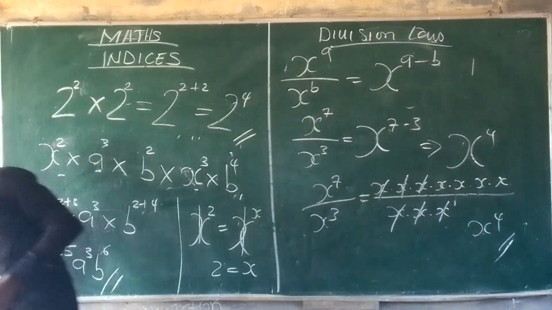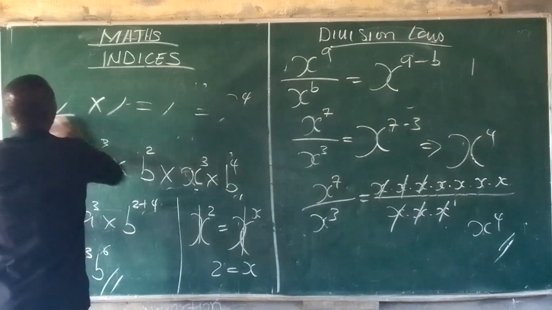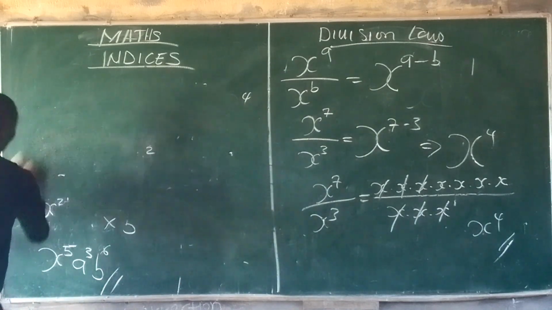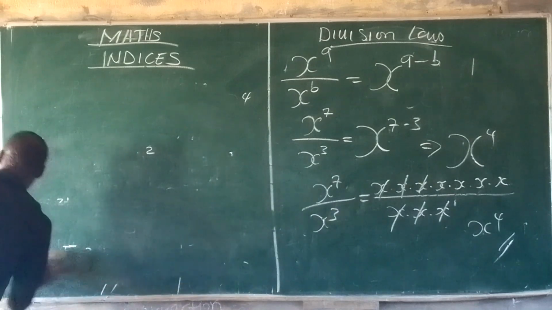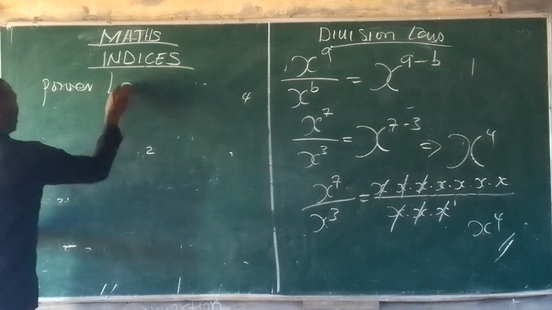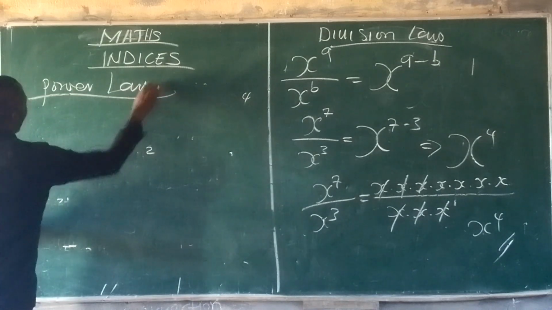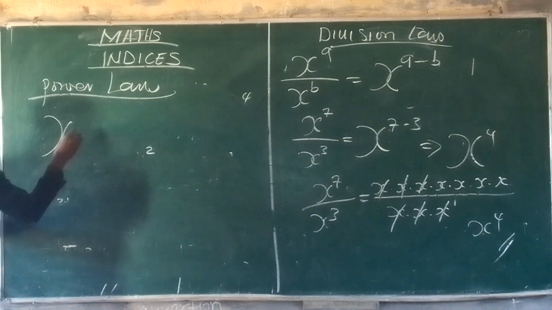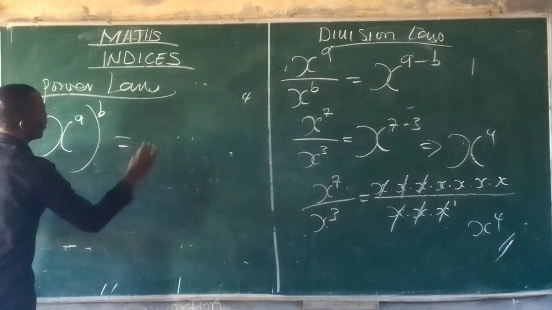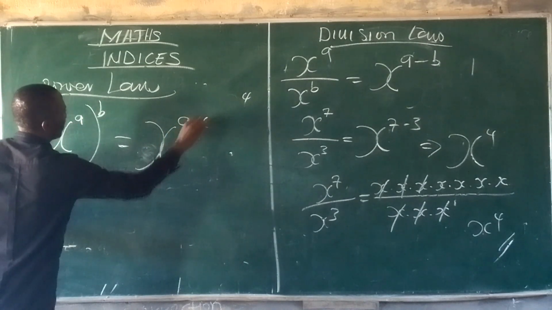So let's go to the next one. The next one is called the power law. Let's see what is happening in the power law. Under the power law, we have x to the power of a, all in bracket, raised to the power of b. That is going to give me x to the power of a multiplied by b.